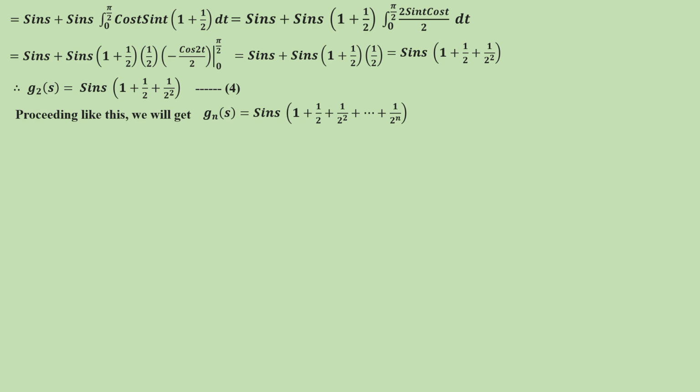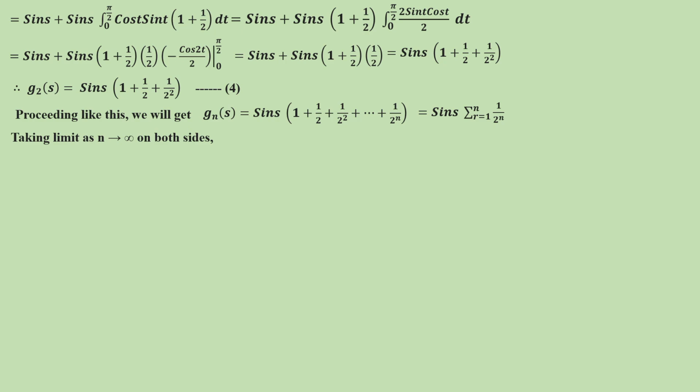Proceeding like this, easily you can conclude the general term gn of s. When you are getting g2 of s, sin s into 1 plus 1 by 2 plus 1 by 2 square, if it is n, it means 1 plus 1 by 2 plus etc. up to 1 by 2 power n, right? That is what gn of s is, that is equal to sin s summation r is equal to 1 to n, 1 by 2 power r, because r is the summation index, right? 1 by 2 power r.